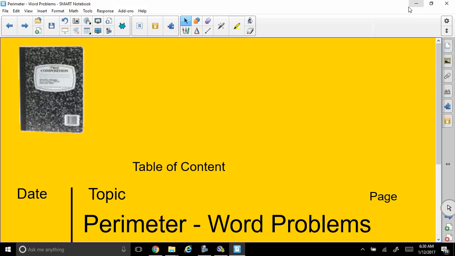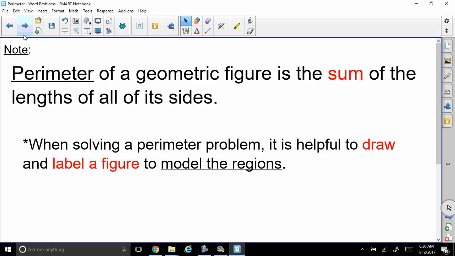This is Dr. Robinson again, and we're going to continue our studies with perimeter word problems. Okay? Please note, perimeter of a geometric figure is the sum of the lengths of all of its sides. So if you have a figure like a triangle or a rectangle or a square, and you want to find the perimeter, you just find the sum of all the lengths of the sides. Sum is the answer to addition, by the way.